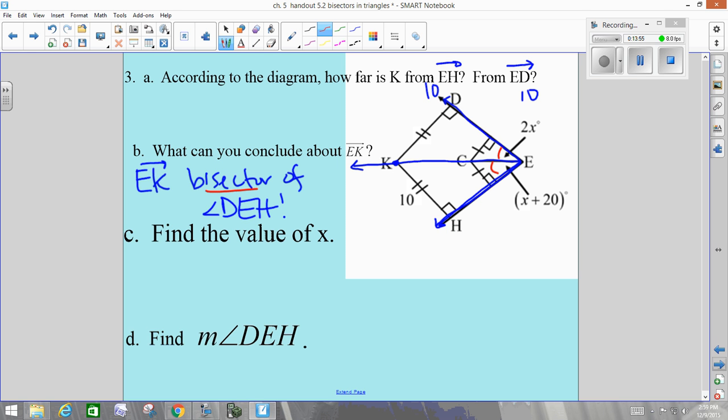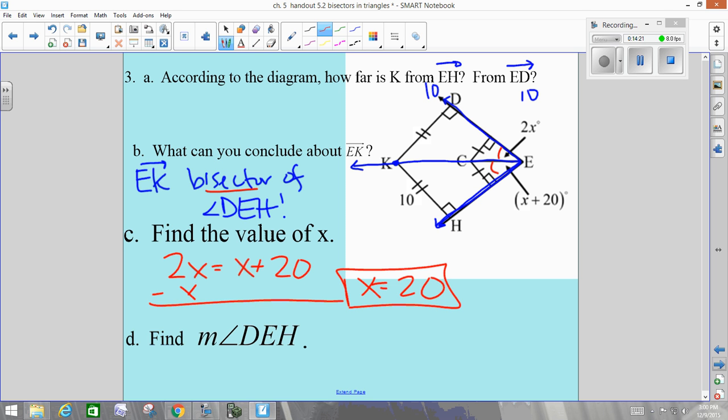So for part C, how do we find the value of x? Anyone? Then do what? Set them equal to each other. 2x equals x plus 20. Oh, well, you answered it when you said they're congruent to each other. See, I told you it was 20. So x equals 20. Part D says find the measure of angle DEH.